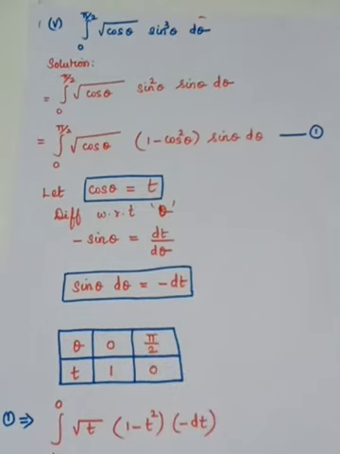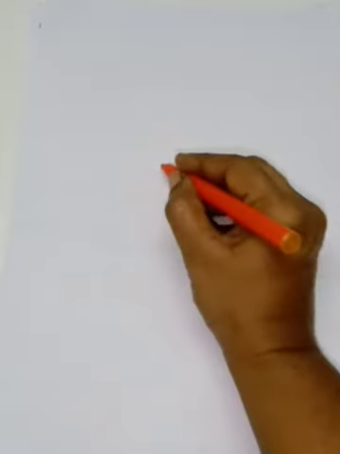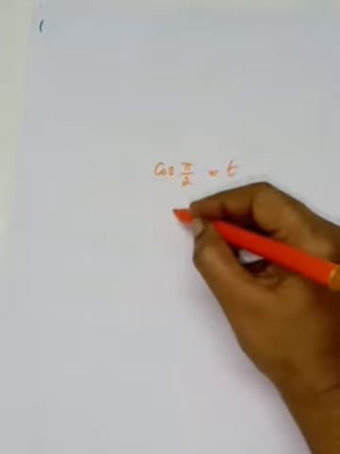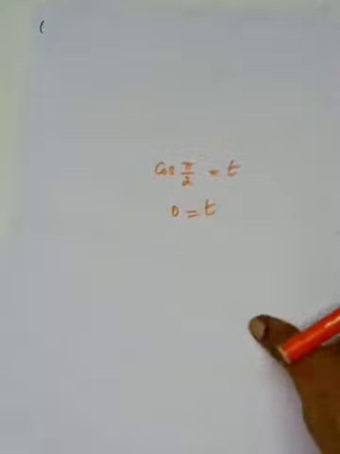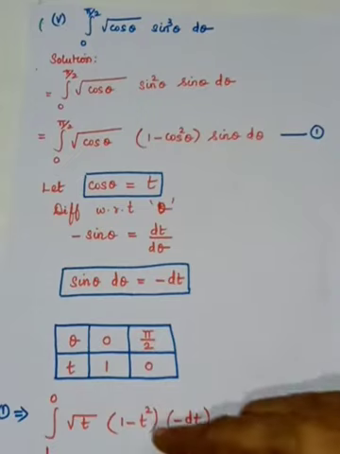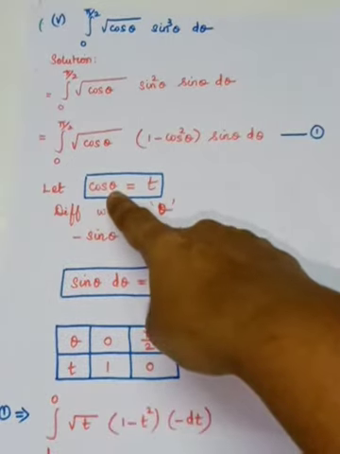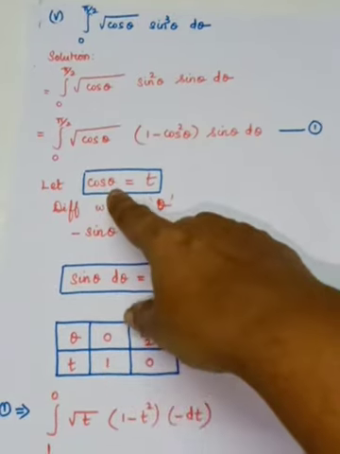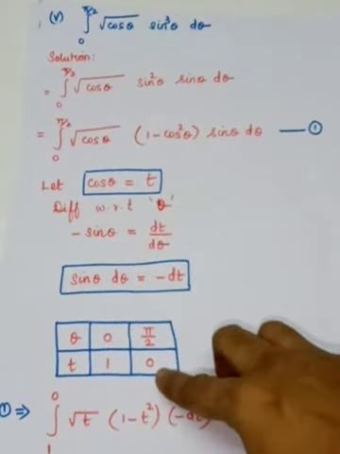And next you see that in the place of theta, here you are having pi by 2. But what has to come? Cos pi by 2 is equal to t. What is cos pi by 2? It is 0. So what is the value of t now? It is 0. So you see how the limit has changed. First it is in terms of theta. What are the theta limits? 0, pi by 2. Now if you substitute theta as 0, your cos 0 is 1. So t will become 1. And if you substitute theta as pi by 2, cos pi by 2 is 0.